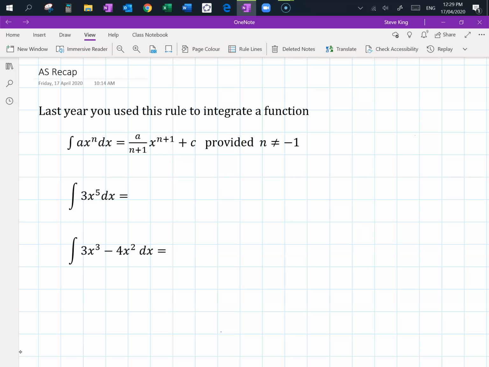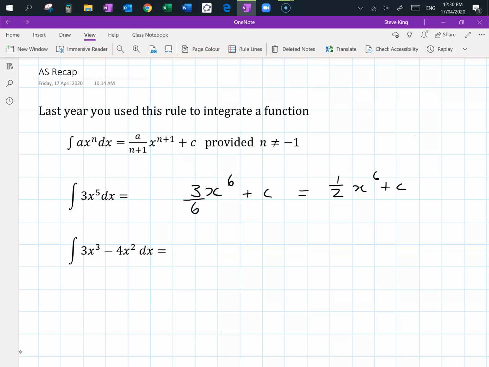So if we take this example, the integral of 3x to the power 5 dx, well, I'm going to start off with 3x. I know my power was 5, that was n. It's now going to increase by 1, so it's going to become n plus 1, which is 6. And then I'm going to put the 3 over that power 6. And then to that I must add a constant c, and that obviously will tidy itself up to being a half x to the power 6 plus c. And it's really important that you include that constant at the end.